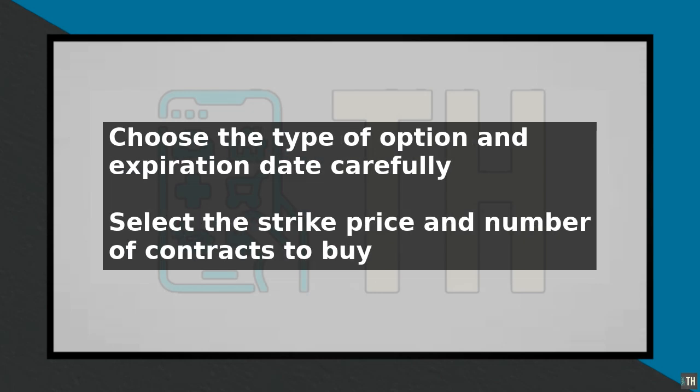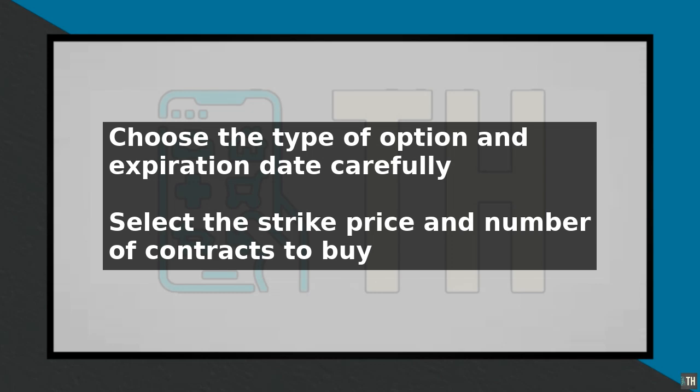Next, you need to choose the expiration date of the option. LEAPS have expiration dates that are more than a year away, so you will need to select an expiration date that is at least a year from the current date. After selecting the expiration date, you need to choose the strike price. The strike price is the price at which you can buy or sell the stock if you exercise the option. Finally, you can enter the number of contracts you want to buy and review your order.